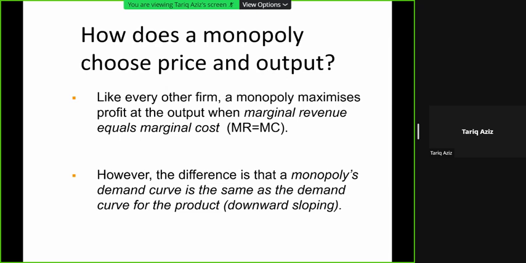So how does a monopoly choose price and output? Just like we saw in the case of perfect competition, a demand curve is a straight line. This is AR, average revenue, which is also the demand curve, and this is MC, marginal cost. The point where marginal cost cuts average revenue is the point of maximum profit.